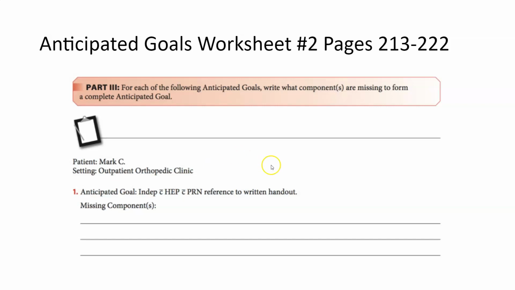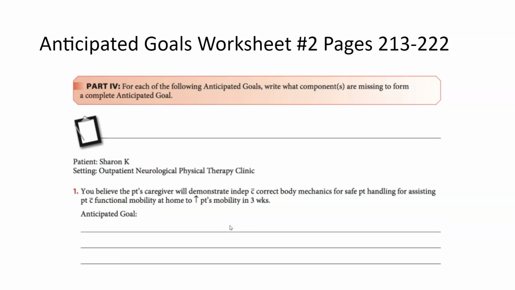And then finally, in the last component here, you're going to write out the missing component within the goal. So you have a partial goal here. You need to then identify the missing component to form a complete goal. So you would rewrite this as a complete goal. And then I misspoke. You have one more component that's very similar in nature, but now you're going to write the component that's missing and create that anticipated goal.